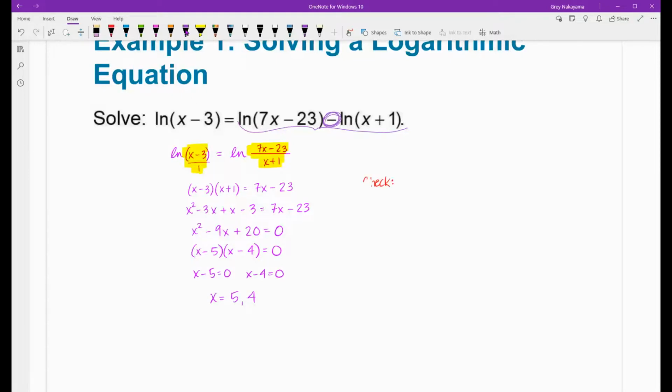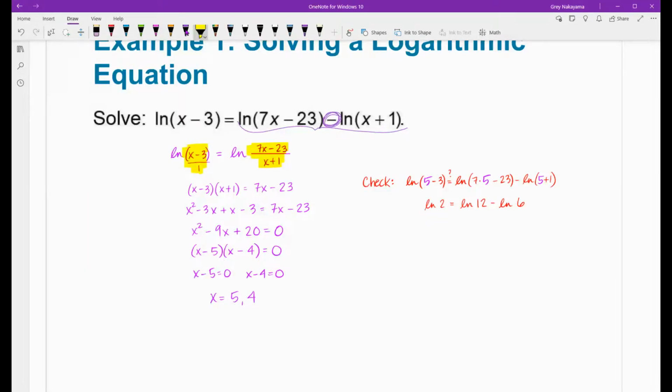So I'm going to check. So always check in the original problem, y'all. So that means first I'm going to plug in 5 everywhere I have an x. Okay? And basically, you can simplify it here if you want to. So that's ln of 2 equals ln of 12 minus ln of 6.